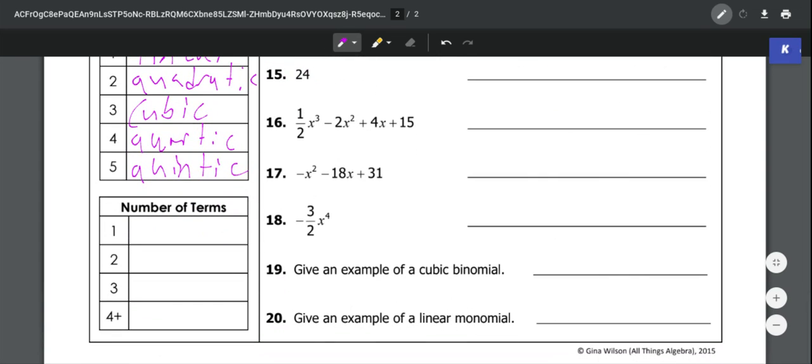And then we'll look at number of terms next. If it's just one term, we just went over that. That's a monomial. 2 terms is binomial. 3 terms is trinomial. And 4 plus, so anything 4 or over, is a polynomial.